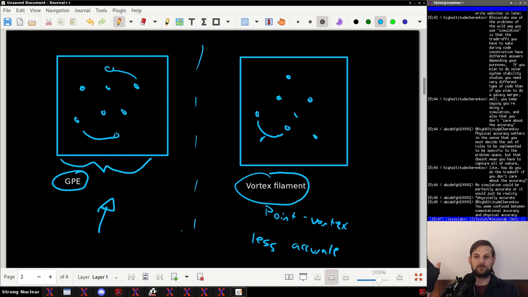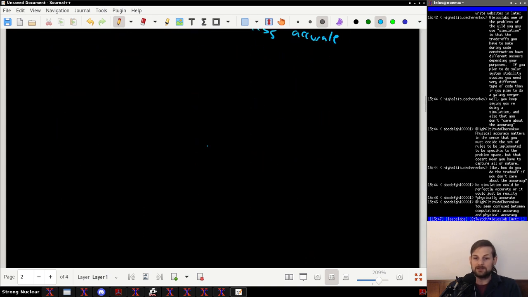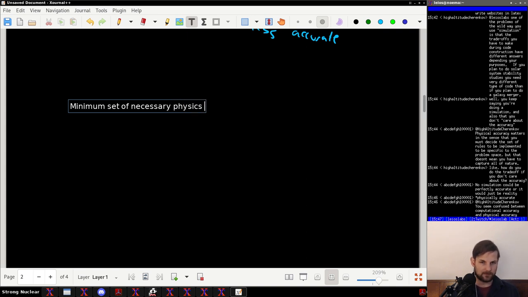Okay, wait, and also, to be fair, you are right. I'm being very hand-wavy here about how, when I say I don't care about physical accuracy, I still need to generate a spiral galaxy with an n-body simulator, right? I'm looking for the minimum set. Let me just write it down. Minimum set of necessary physics to generate a reasonable spiral galaxy.